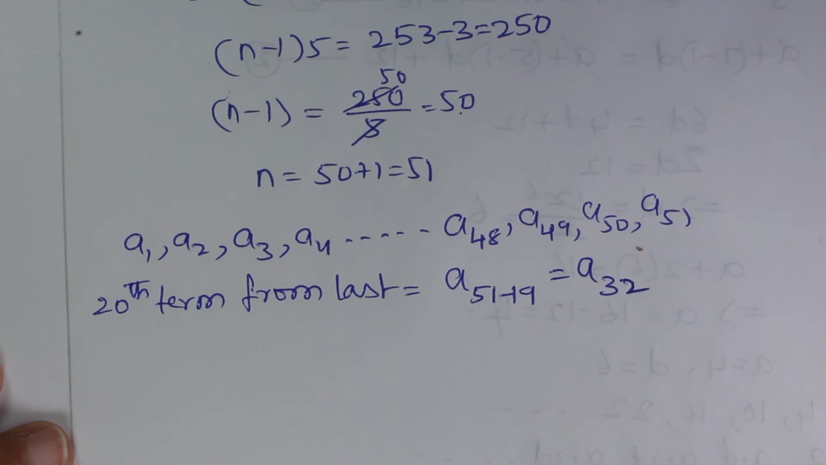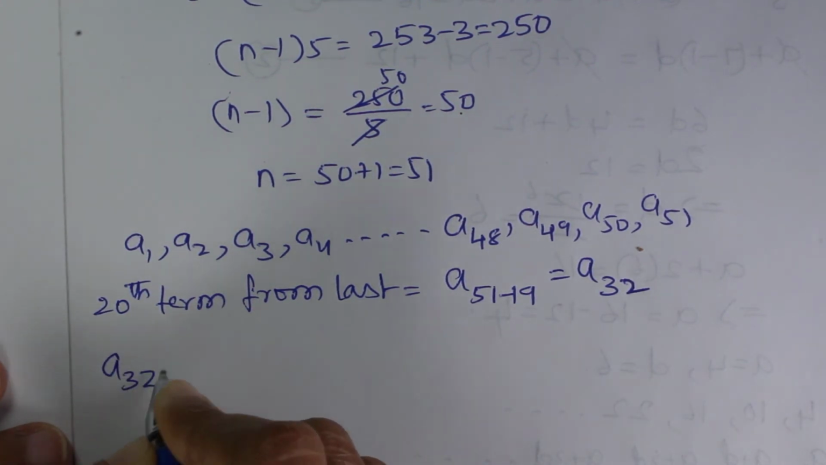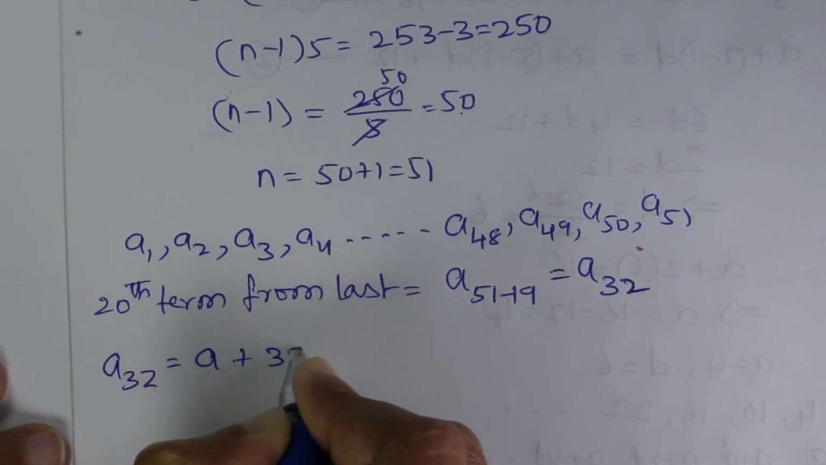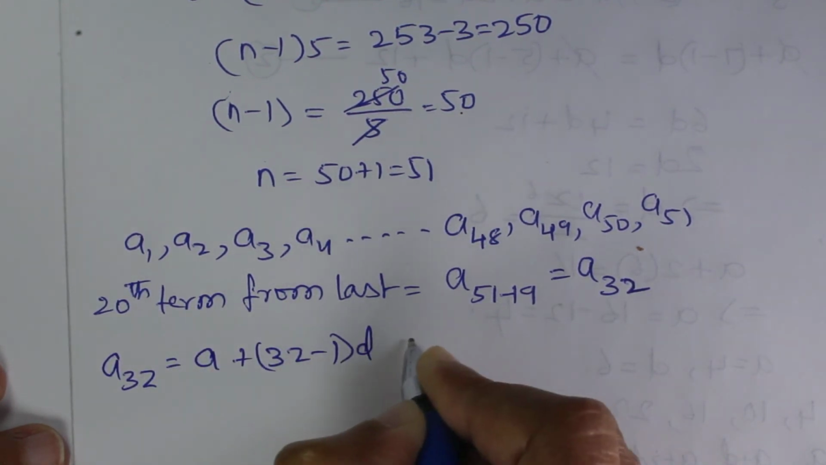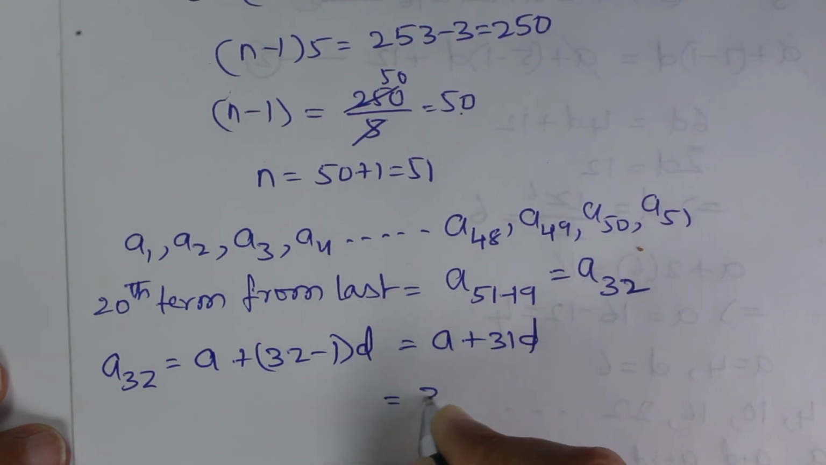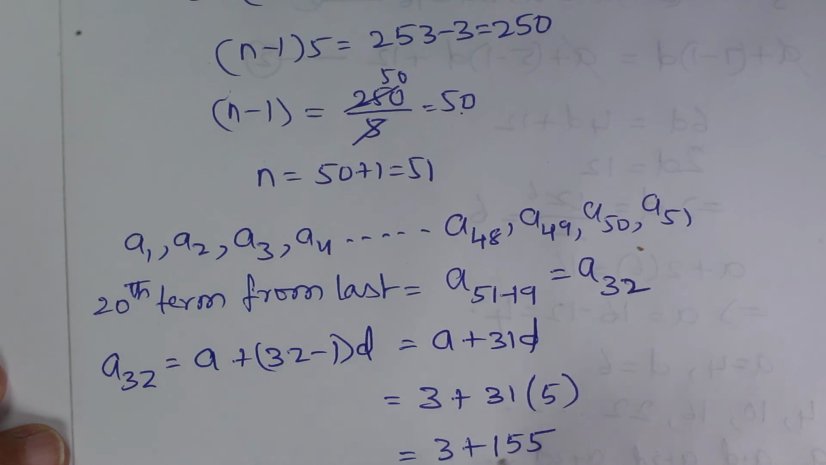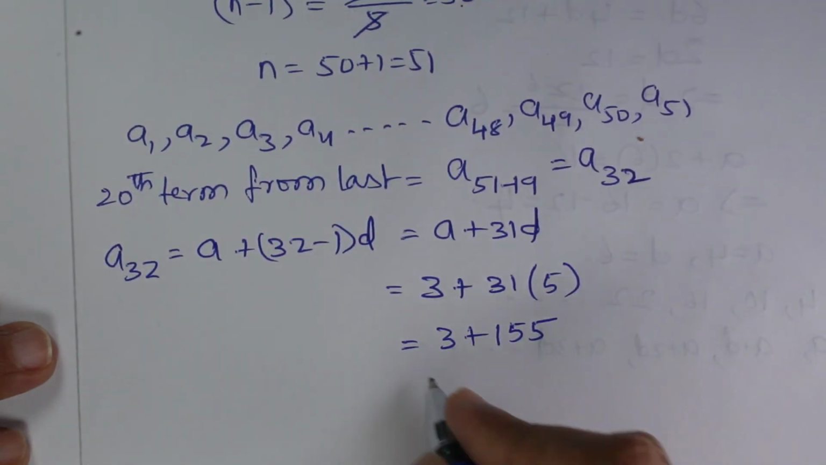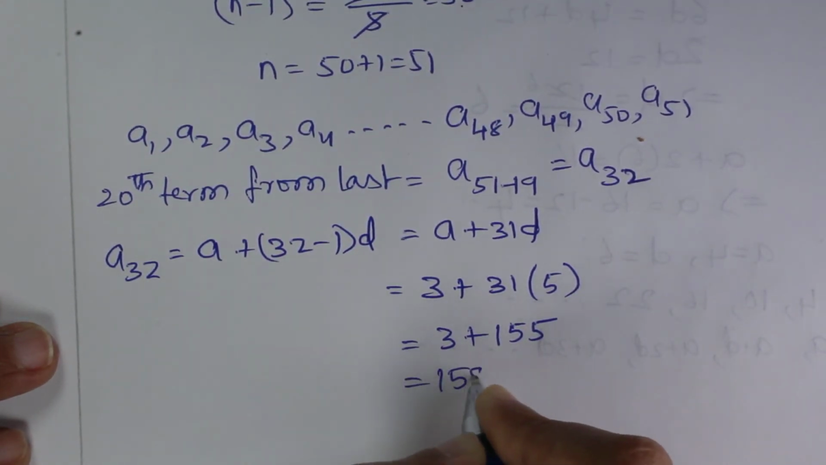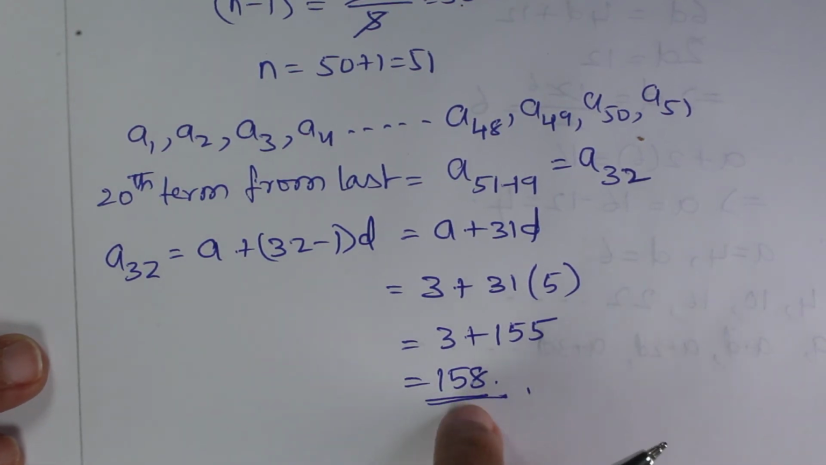Now I have to find out the value of A32. A32 is equal to A plus 32 minus 1 into D. That is equal to A plus 31D. What is A? A value is 3, plus 31 into D value is 5. That is equal to 3 plus 155, that is equal to 158. So the 20th term from the last is 158.